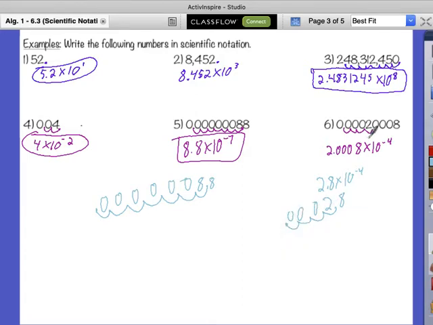0.00028 is not the same thing. Okay, so you have to be careful with any sandwiched zeros there. Any questions on that? No, sir. Thank you.